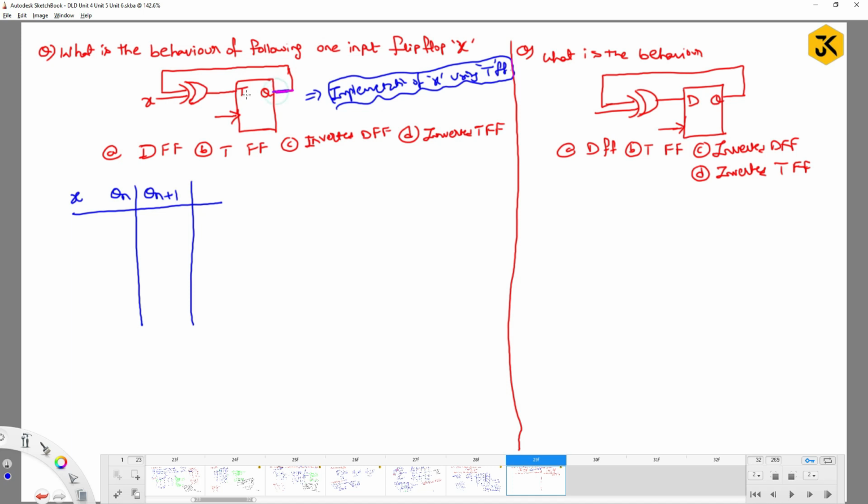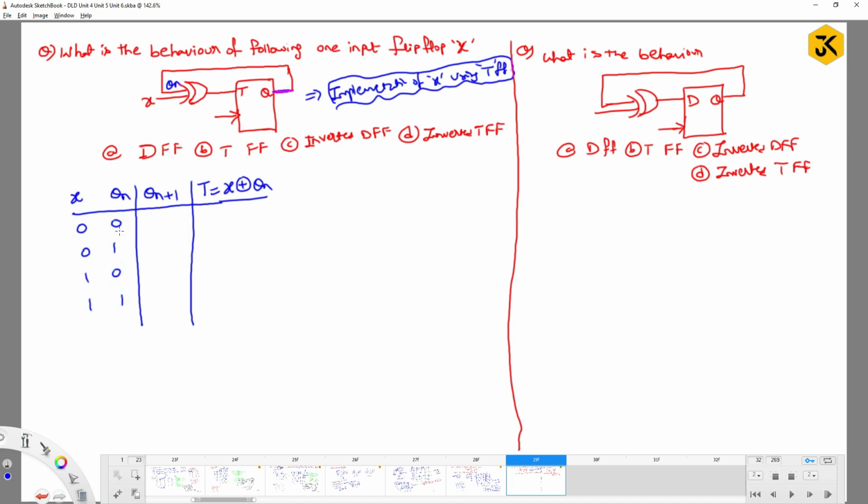But to define Qn plus 1, the value is T. So you have to find the value of T first. What is the value of T? T is X XOR with Qn. So T value is X XOR with Qn. What are the possible values? 0 0, 0 1, 1 0, 1 1.